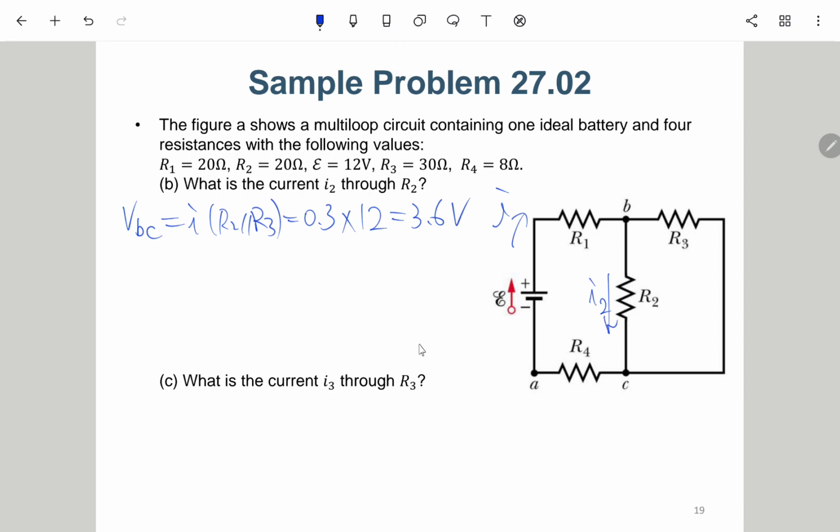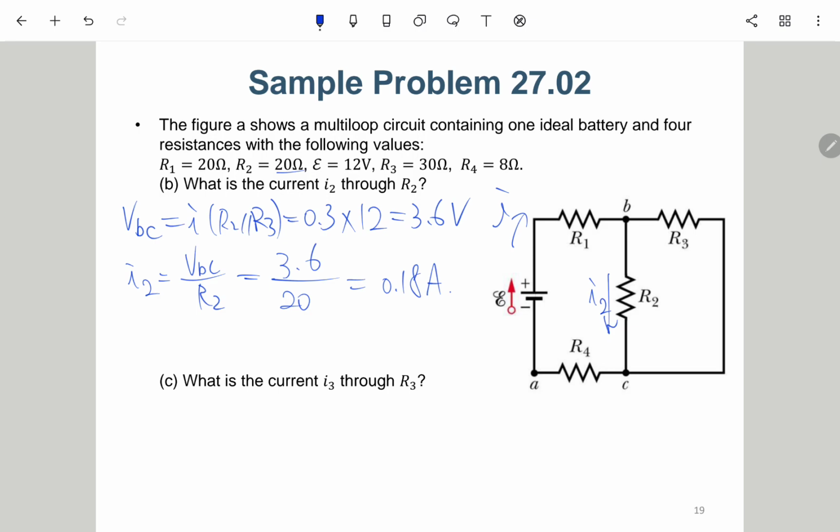Here we know VBC, the potential difference between point B and point C, VB minus VC. So we can calculate I2 by Ohm's law. I2 is VBC over R2, so this is 3.6 over R2, which is 20 ohm. So this is 0.18 A.